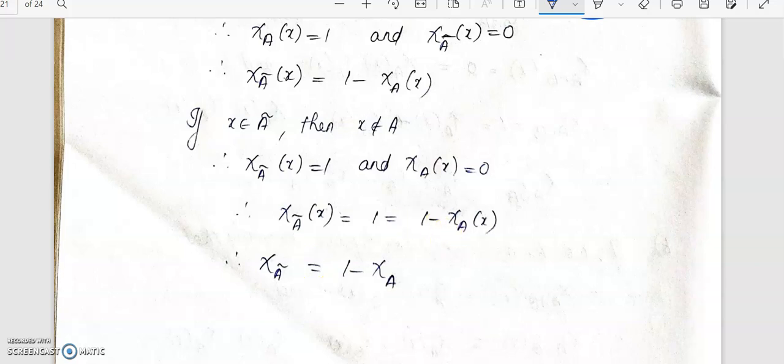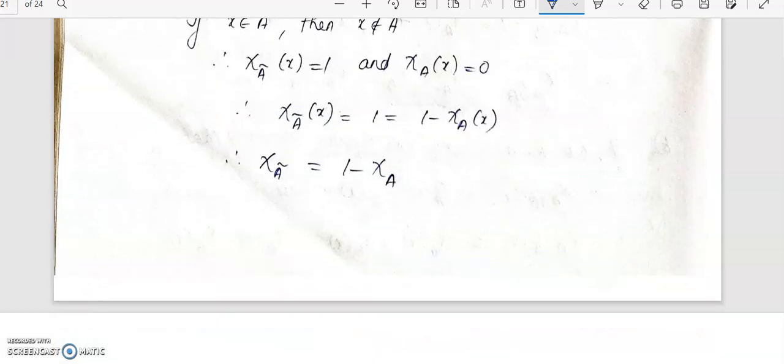So in both the cases, if x belongs to A or x belongs to A complement, in that case chi A complement will be equal to 1 minus chi A. So therefore that will be the characteristic function corresponding to A complement.